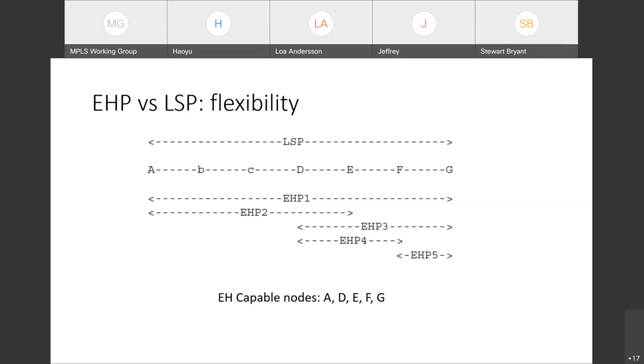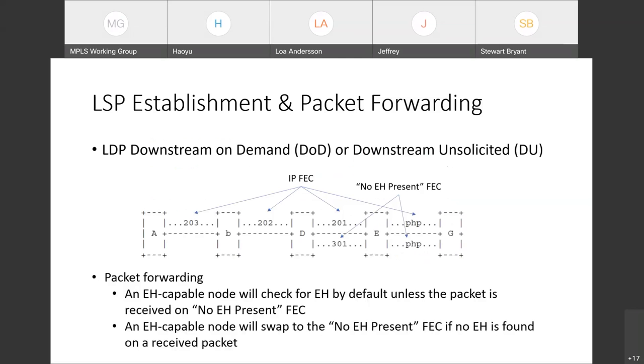By allowing this very flexible path extension header usage, we can support various different network services. Which also means the extension headers are possible to be added and removed anywhere in the network. So it's fairly flexible. To support the forwarding, we use methods like DoD and DU to distribute the labels.